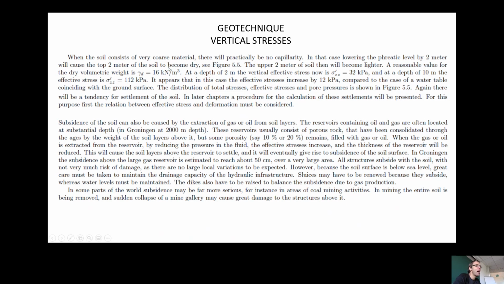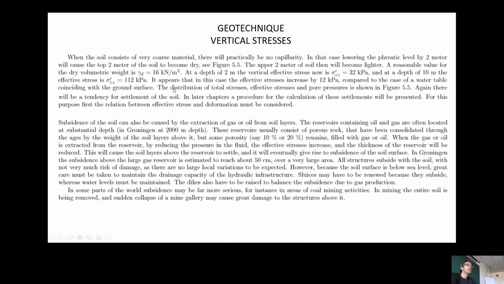Remember, D means dry. 16 kilometers up to meter cubic. At a depth of 2 meters, the vertical effective stress now is, of course, 32 kilopascal. And at a depth of 10 meters, the effective stress is 112 kilopascal.